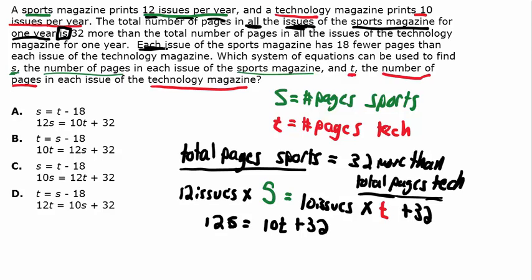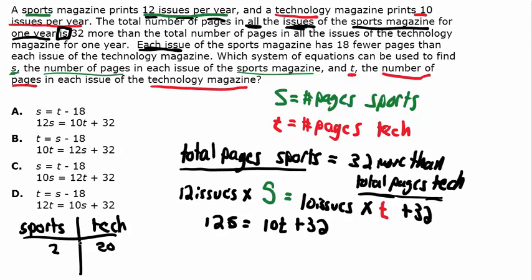Each issue, oh, this is important. It's not a total number of pages for all the issues. It says each issue of the sports has 18 fewer than each issue of the technology. Sports is 18 fewer than technology. Okay, sometimes I have to make a table and ask, which one is really less? So sports and tech. Sports is 18 fewer than tech. Okay, so if I had 20 tech, I would have 2 sports. So to get the sports, I need to take the technology and subtract 18.